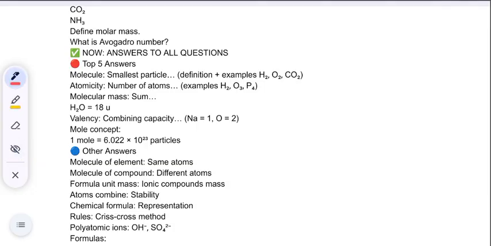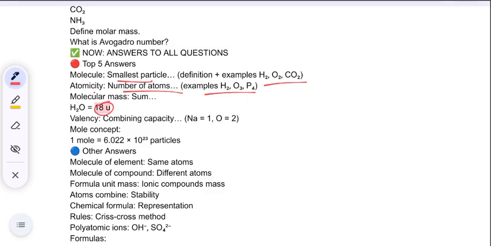First, what is a molecule? See, a molecule is simply the smallest part or particle of an element or compound that can exist independently in nature and has the properties of that element. Example H2, O2 and all. Atomicity refers to the number of atoms. Example H2, O3, P4. Okay, molecular mass. Molecular mass means the sum of atomic mass of all atoms in a molecule.